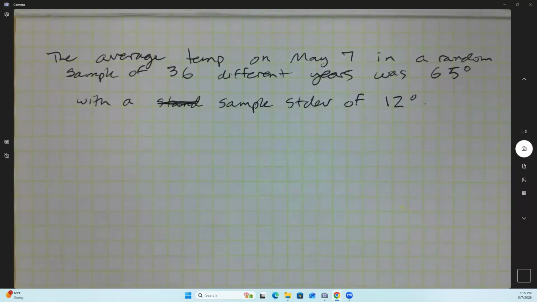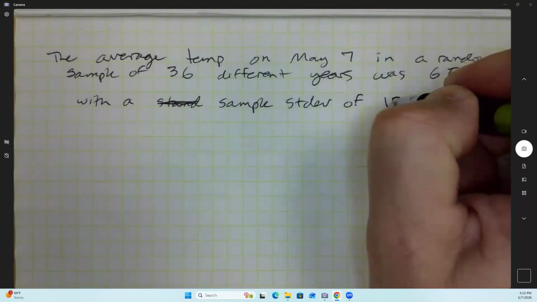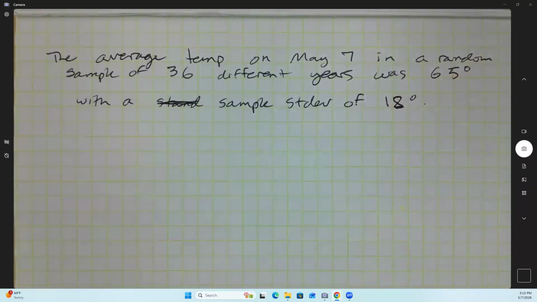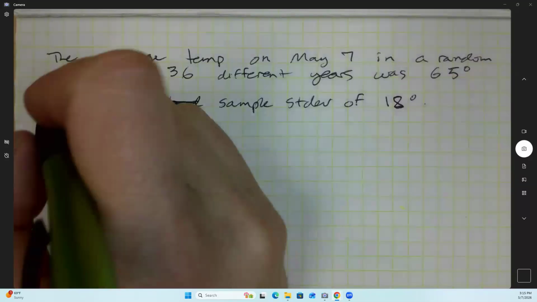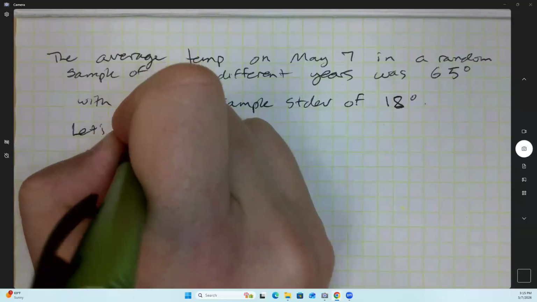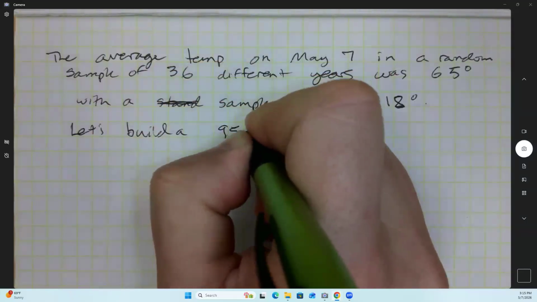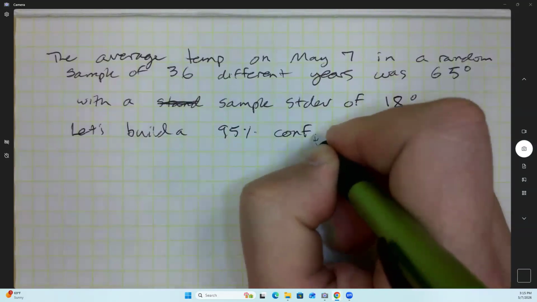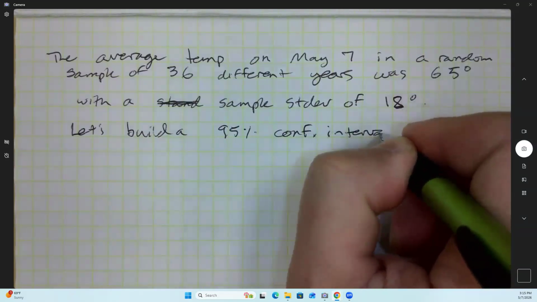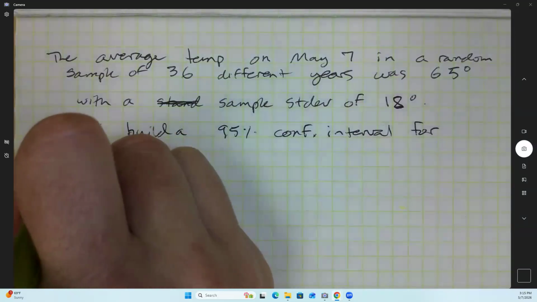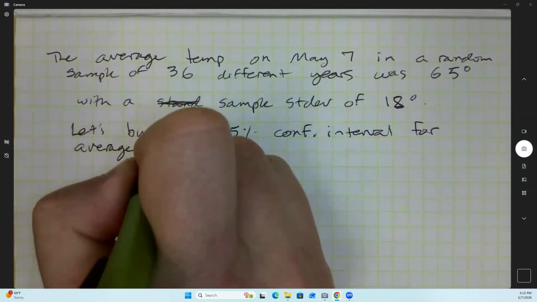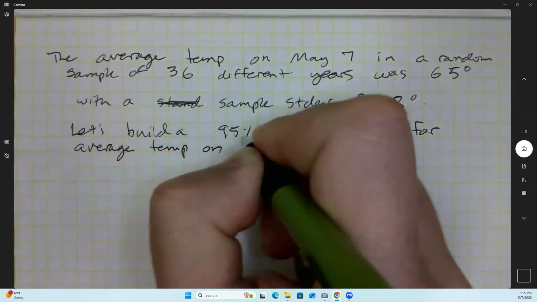Oh, I don't want to use 12, sorry. Let's use 18. Whenever you create a question, you want to try to avoid numbers that cause confusion. And if I had picked 12, we would have ended up with some potential confusion. So let's build a 95% confidence interval for the average temperature on May 7th.